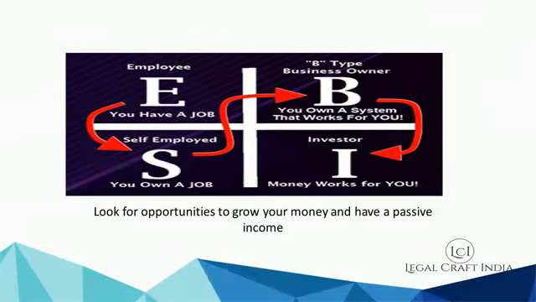The following diagram shows the logical formula of ESBI. Basically, you start from employee and grow till investor. In the first stage, the employee is the one who is working in a job, that is having a job and is dependent. Next, the employee becomes independent. This is the second stage and you have your own job. Next stage, you become a business owner and you own your own business. At the last stage, money works for you, that is you become the investor.